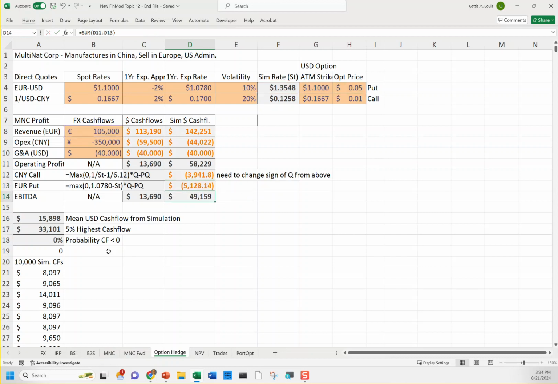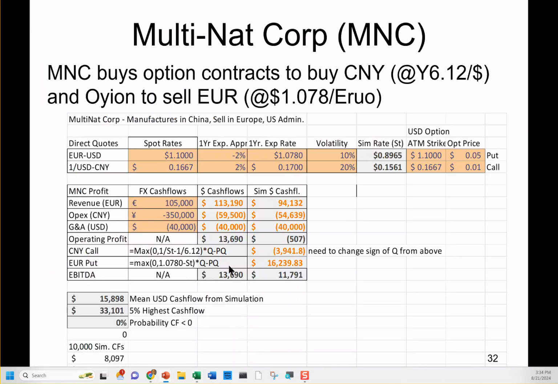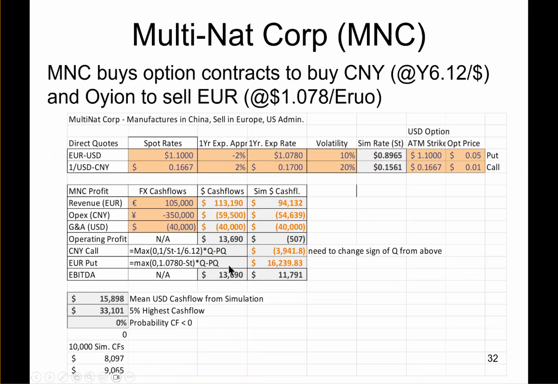Now, when I run this 10,000 times, I get more upside, but there's no chance of losing money. The mean cash flow went down a little bit because I had to pay for those options, but the 5% highest is much better than hedging. So I keep a little bit of my upside, but I have no chance of going bankrupt. So this is hedging foreign exchange receivables and payables, and simulating that.